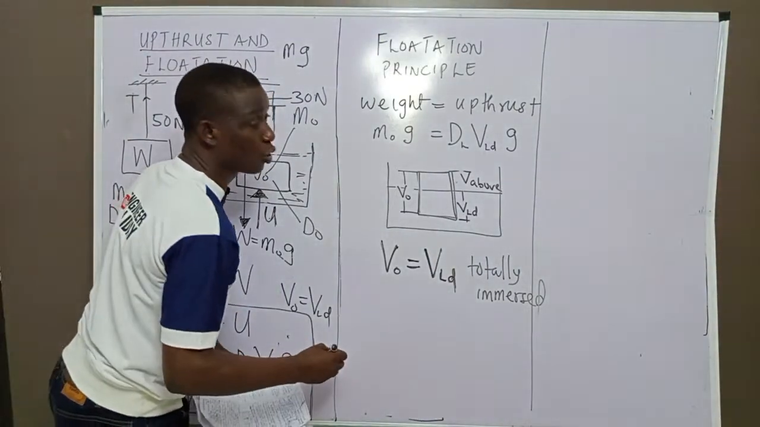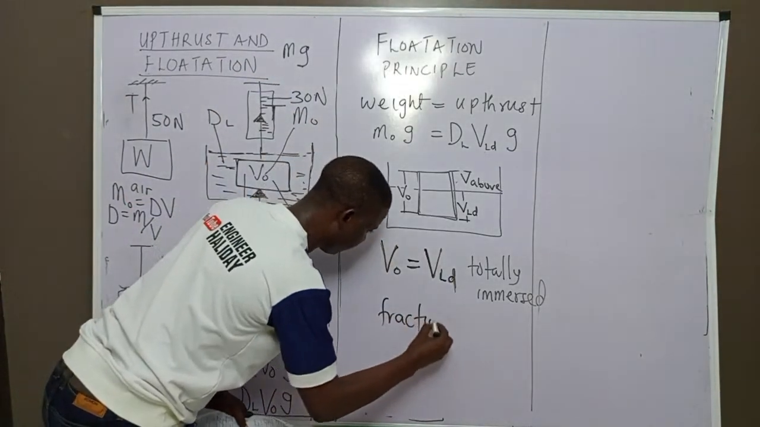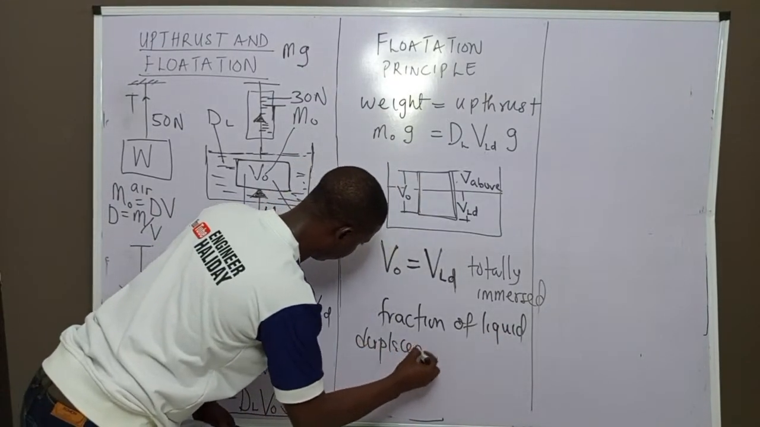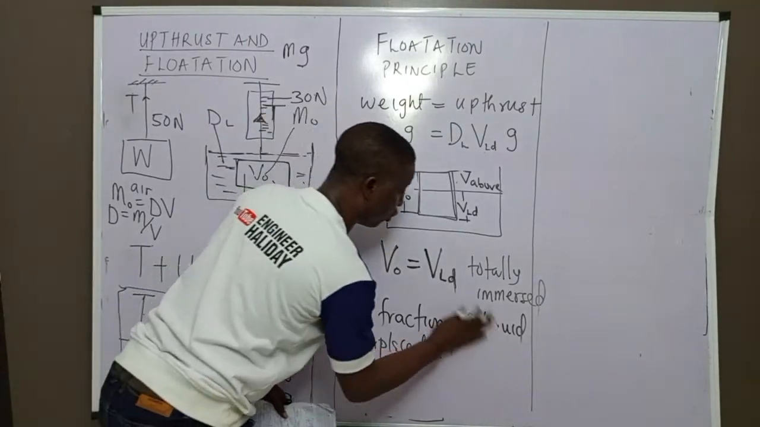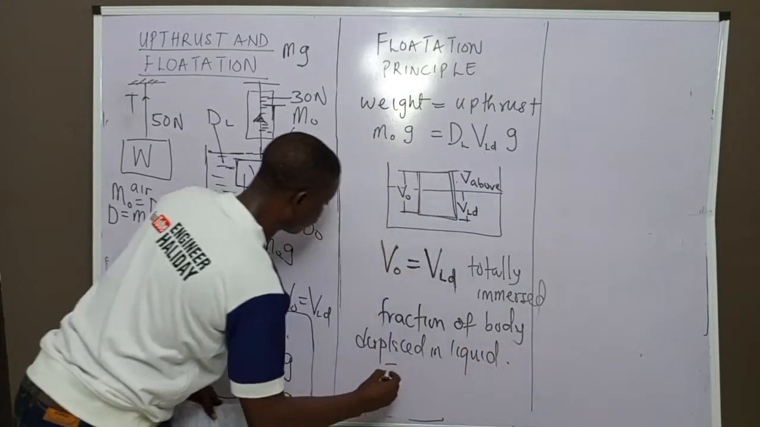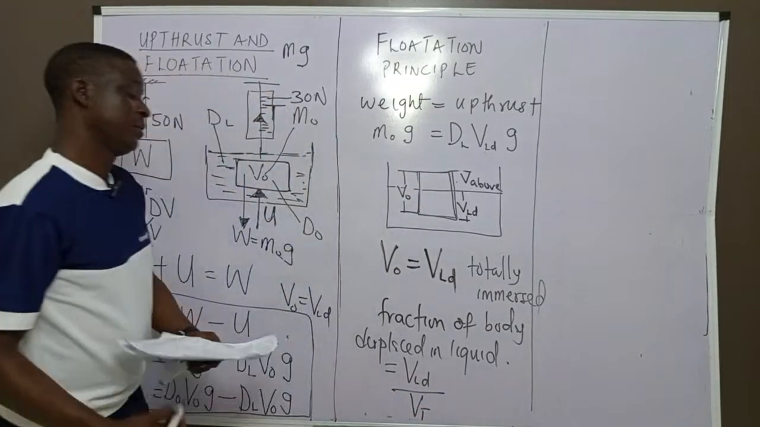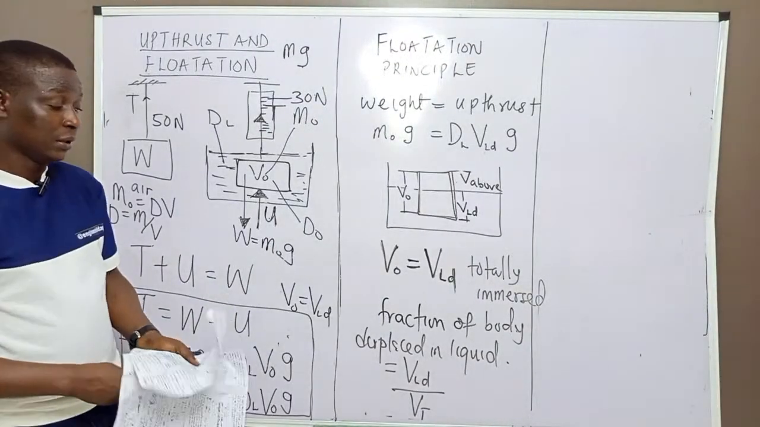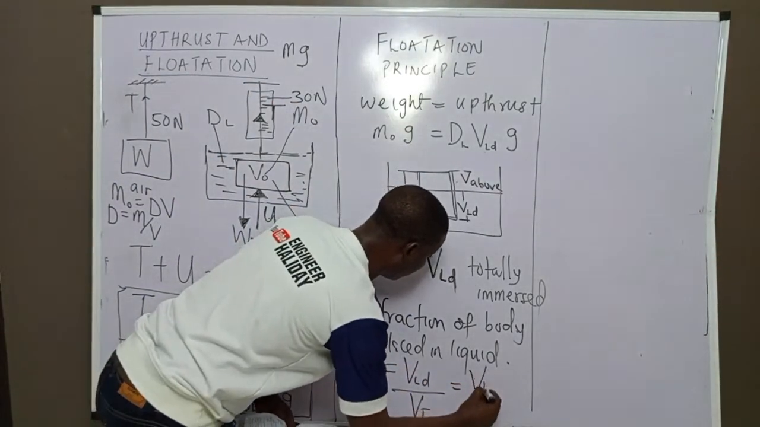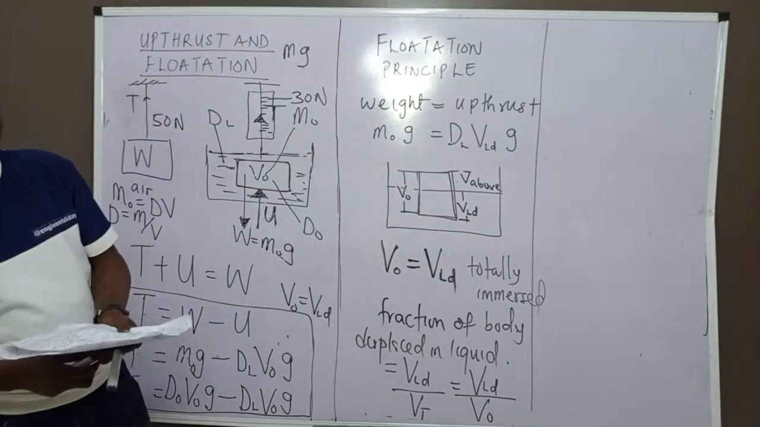If I want to calculate the fraction of the body displaced in liquid, it is equal to the volume of liquid displaced divided by the total volume. Please take note of that. The fraction of the body displaced in water is the volume of liquid displaced divided by the volume of the object.